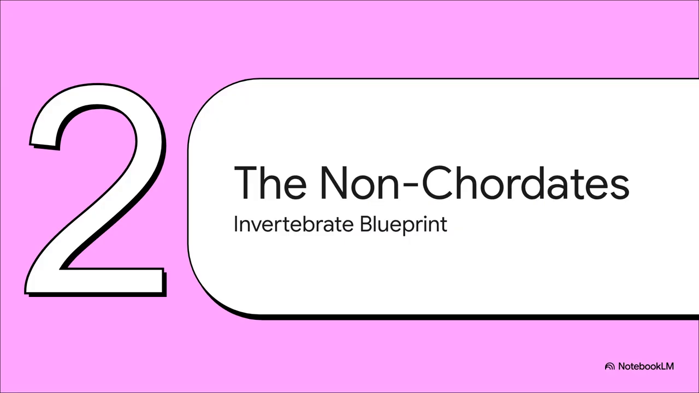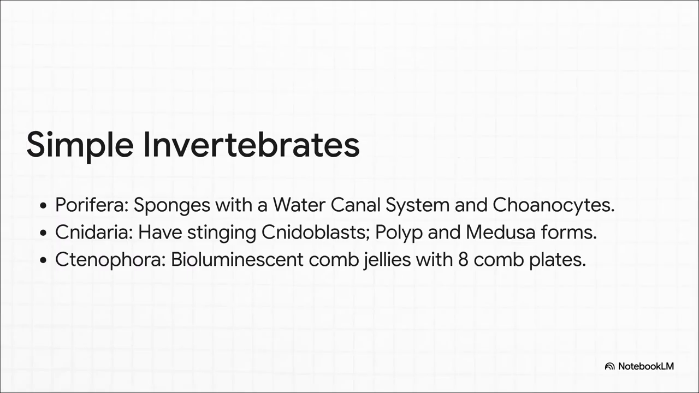Moving right along to Section 2. Exploring the non-chordates. We're now looking at the invertebrate blueprint across 10 incredible phyla. We start with the absolute simplest setups. Porifera, basically your sponges, survive using a brilliant water canal system powered by these flagellated collar cells called choanocytes. Water goes in through tiny pores, feeds them, and shoots out.